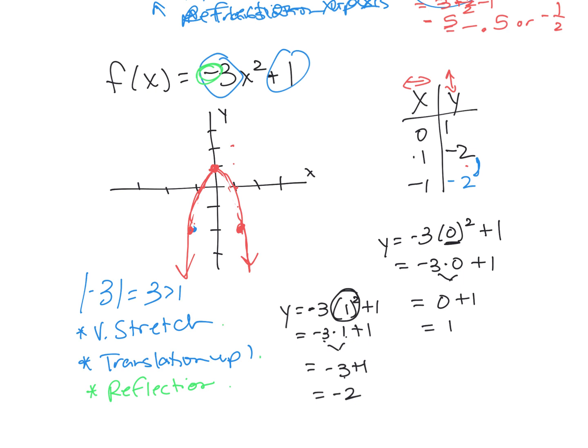Remember, if your A value is 1, it is not a vertical stretch, and it is not a vertical shrink.